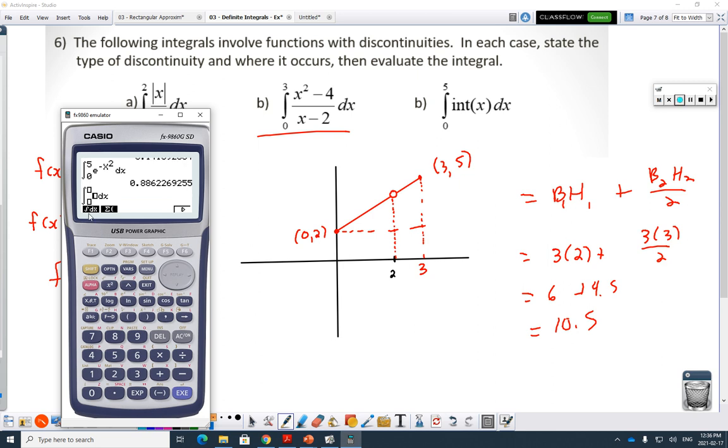Integral from, let's see, function, fraction, x squared minus 4 over x minus 2, from 0 to 3. 10.5, yes, all right. Well, what questions do you have?